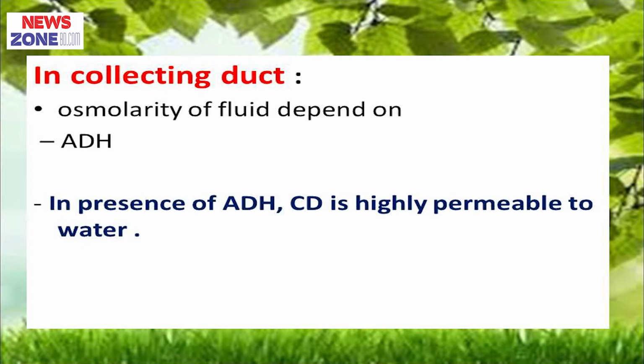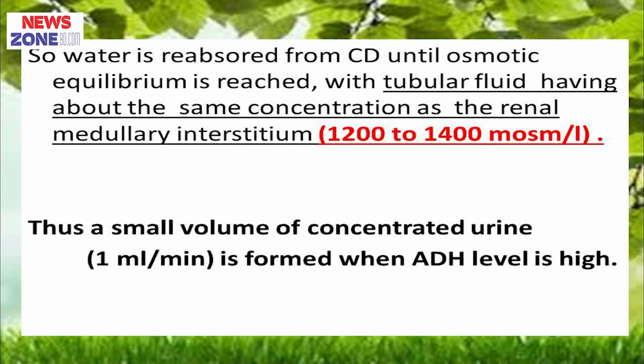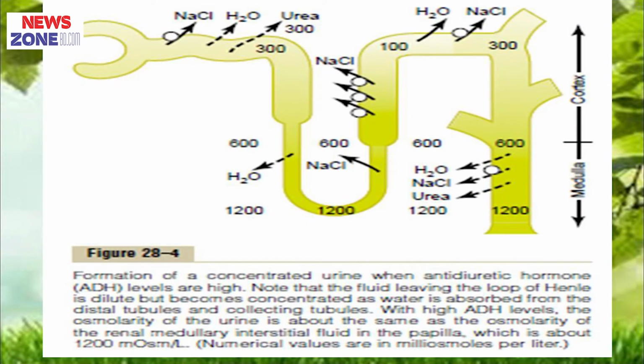Now, the second requirement for formation of concentrated urine is high osmolarity of the renal medullary interstitium. High osmolarity means solute concentration is more. That is, in the renal medullary interstitium more solute is present, so interstitial osmolarity is high. So how is it produced? It is produced by a mechanism called the countercurrent mechanism.